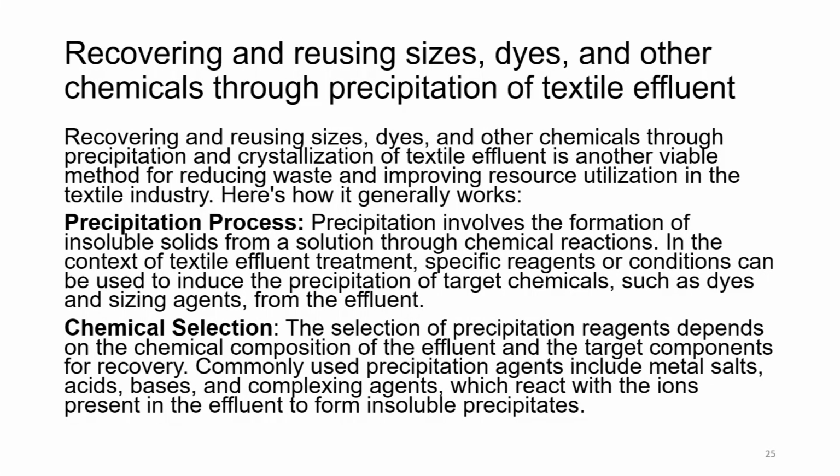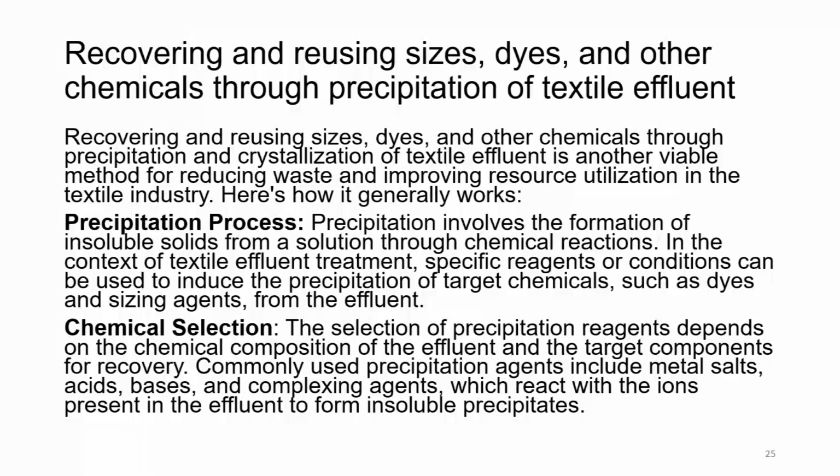So, one has to make proper chemical selection, and that is very crucial in the precipitation step. You cannot precipitate anything and everything with anything and everything. So, the proper precipitating agent has to match the specific component to be removed, and that is what is very crucial.